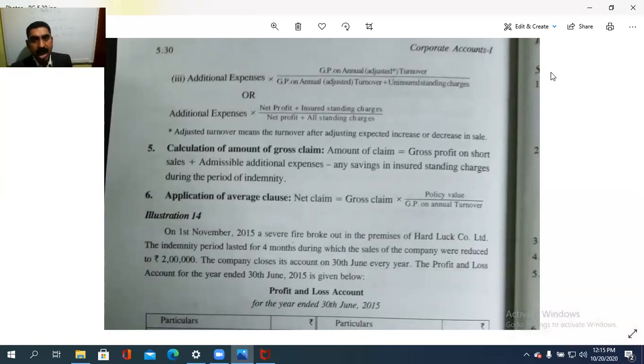In the third case, additional expenses into gross profit on annual adjusted turnover, that is to be divided by gross profit on annual adjusted turnover plus uninsured standing charges, or the additional expenses into net profit plus insured standing charges divided by net profit plus all standing charges.